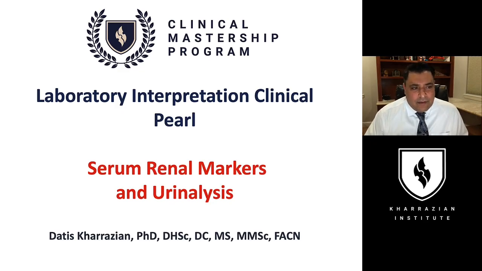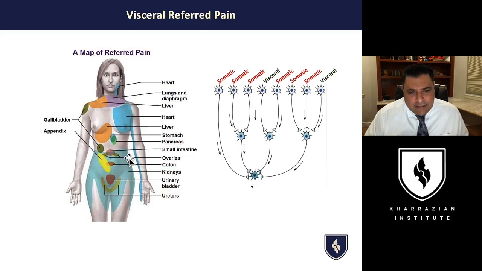Remember that the referral pain for the kidneys is both front and back. So all the way across the back from the 12th rib to the iliac crest and all the way around the front, they can get referral pain in these areas as well. So it's not uncommon to see this.